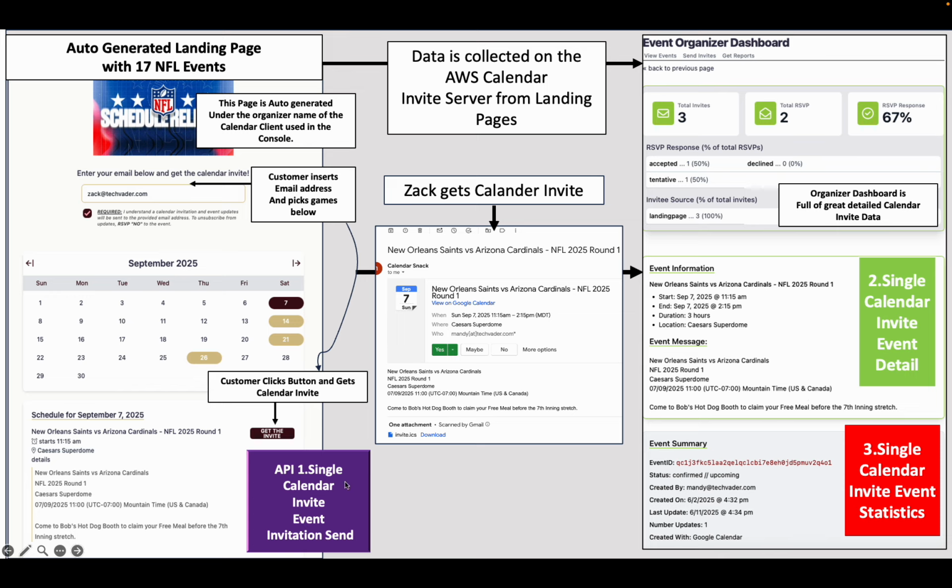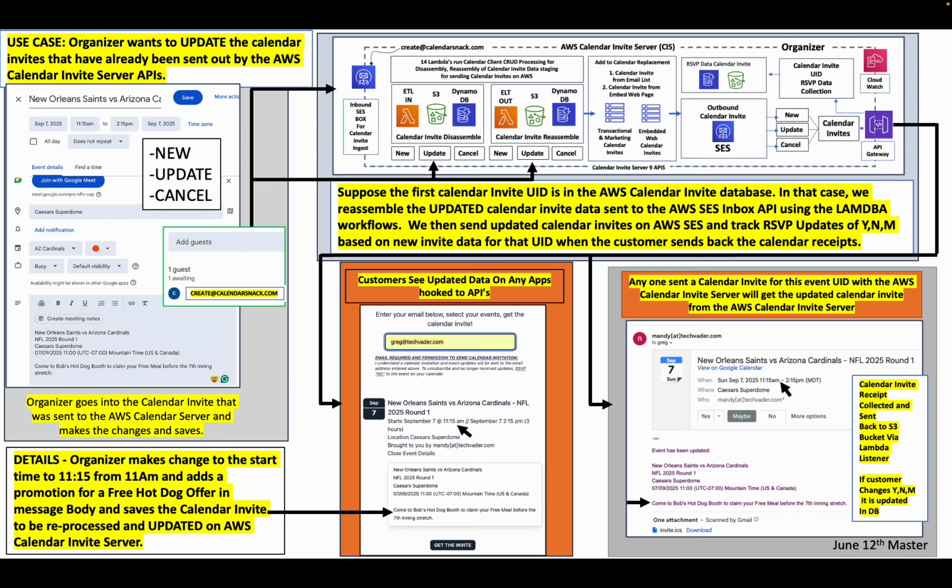What we're doing is using the single calendar invite send API. When they click this button, this is the game that's selected. He or she who puts their email address up here, they insert it in there. And essentially what happens is a calendar invite is sent, and then we track that data in the event organizer dashboard. And then I'm showing the display of API 2 and 3, which are display data APIs for the organizer itself that give you nice, rich, granulated detail of what's going on with these particular calendar events when we collect all the calendar receipt data.